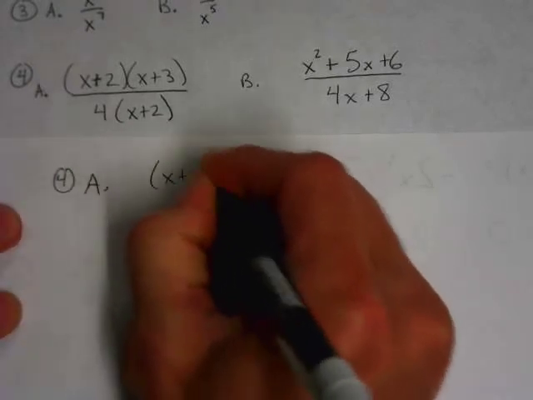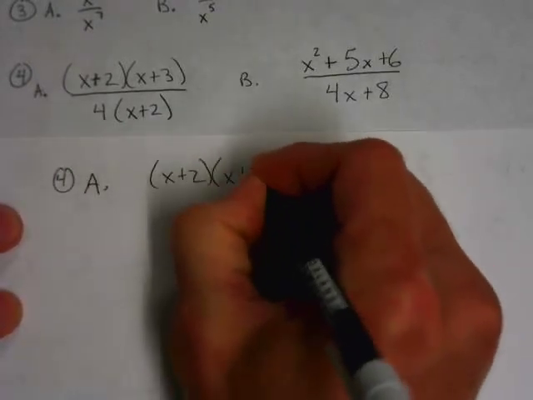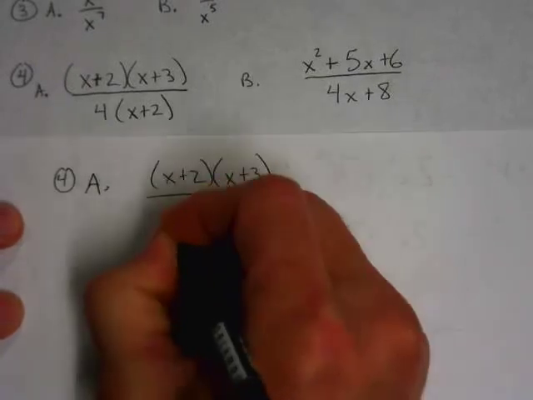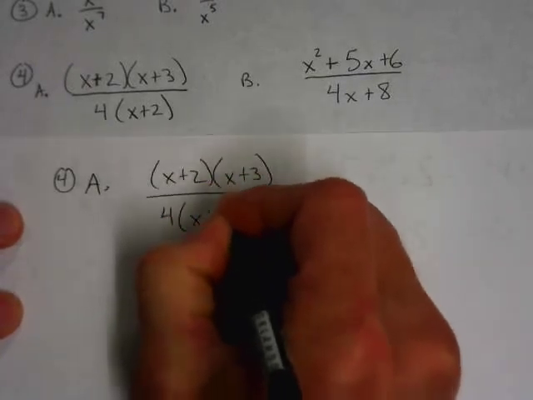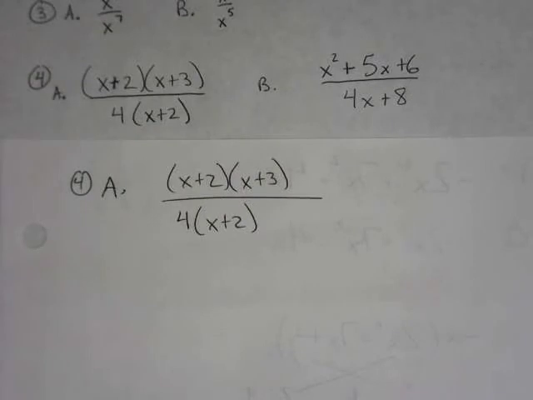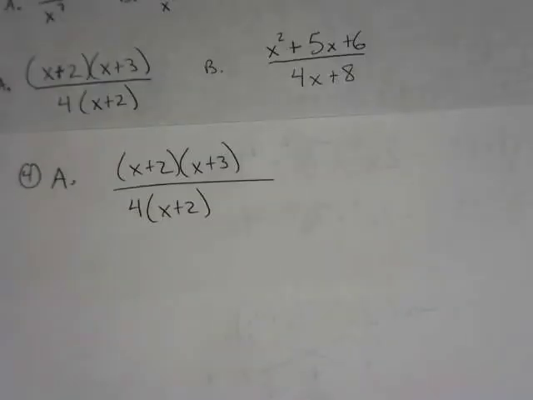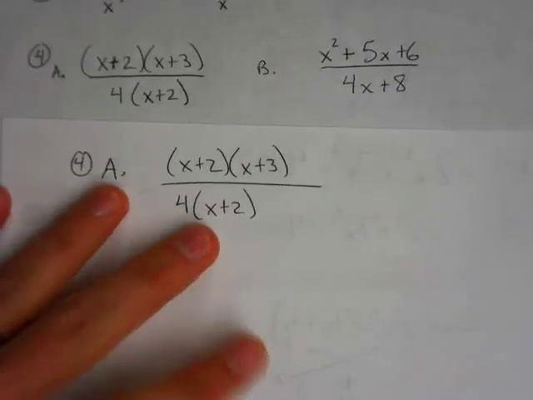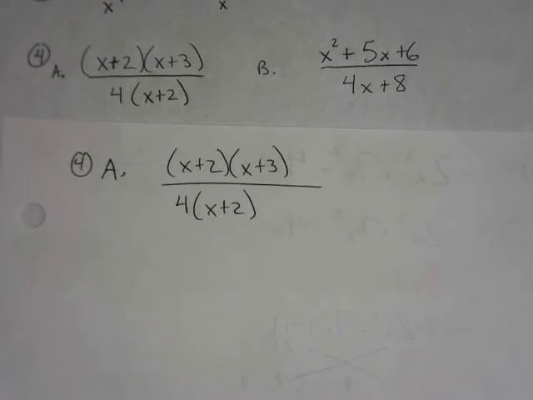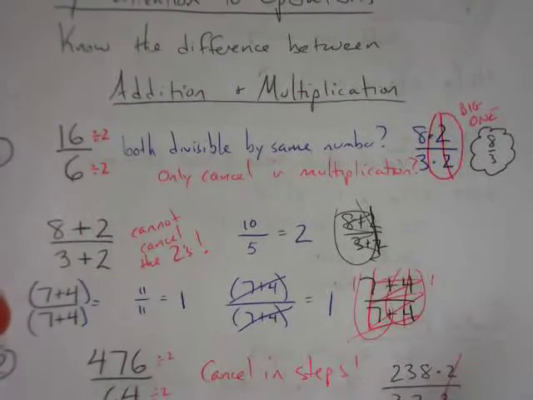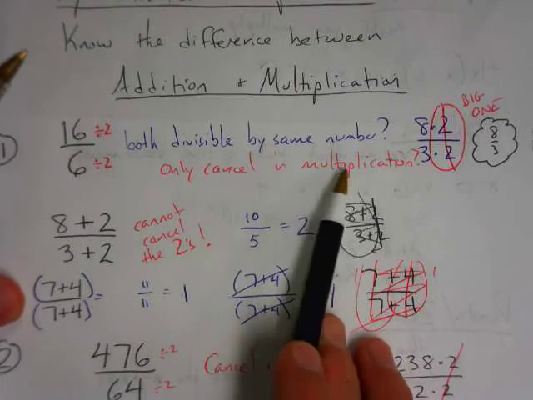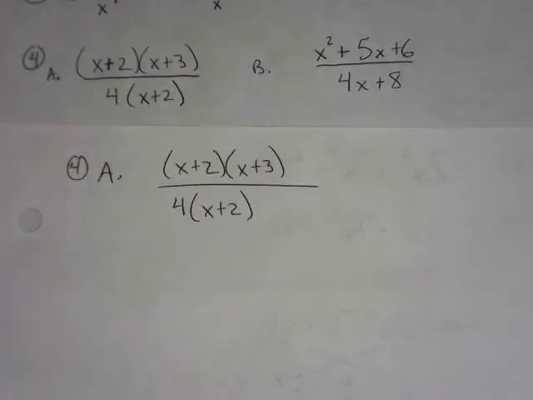So if we have x plus 2 times x plus 3 in the numerator, then 4 times x plus 2 in the denominator, how many things are being multiplied in the numerator? Okay, we're looking at two things being multiplied in the numerator and two things being multiplied in the denominator. And remember our other note, we can only cancel in multiplication. We can't cancel in addition.